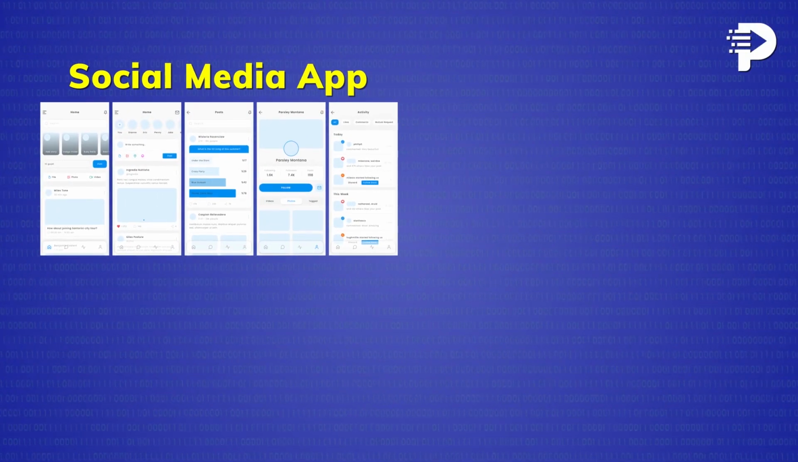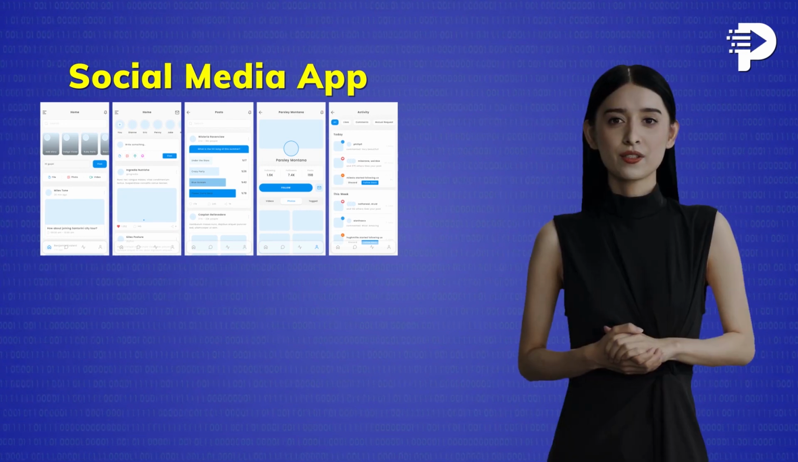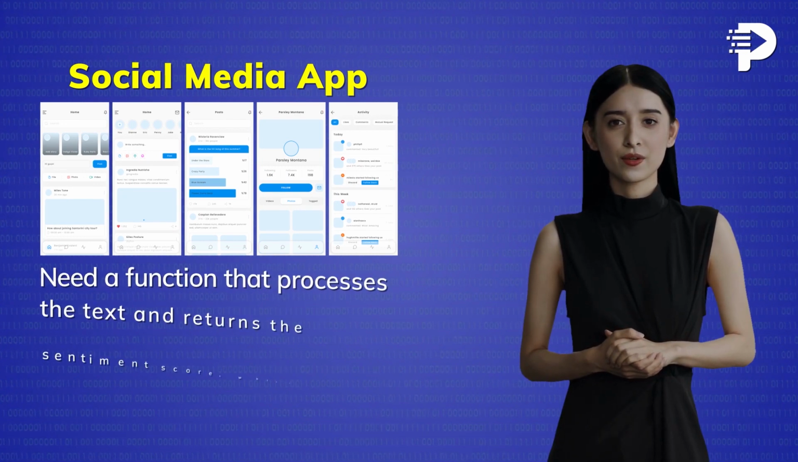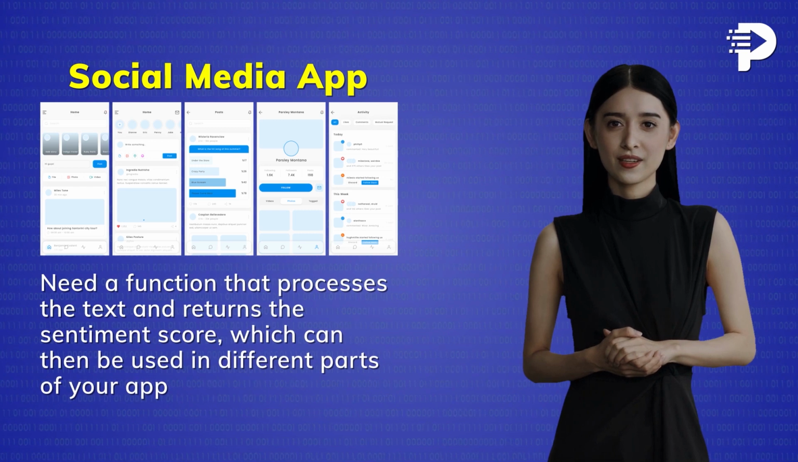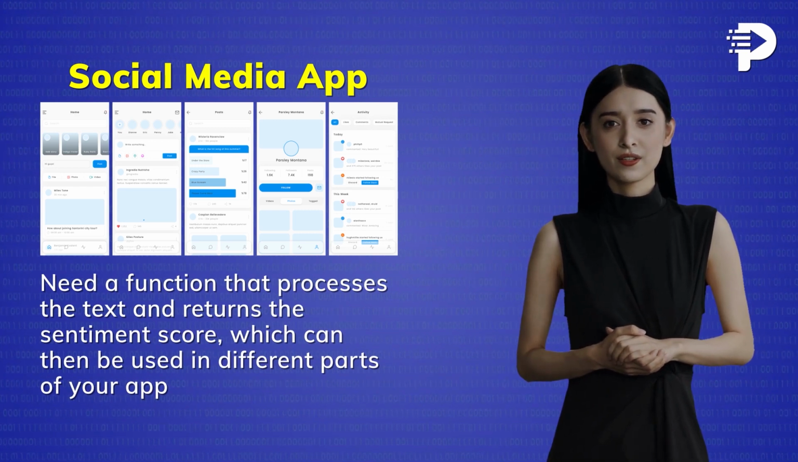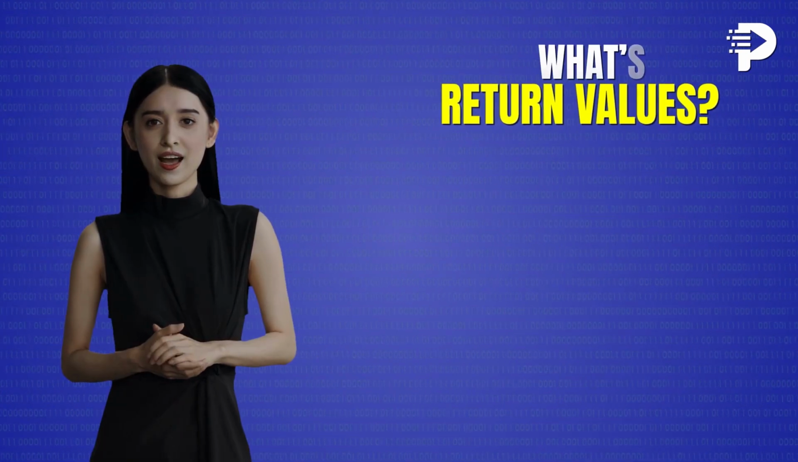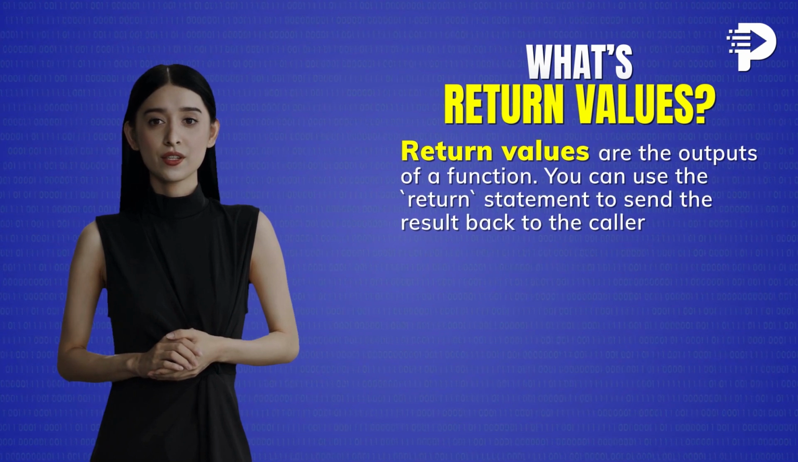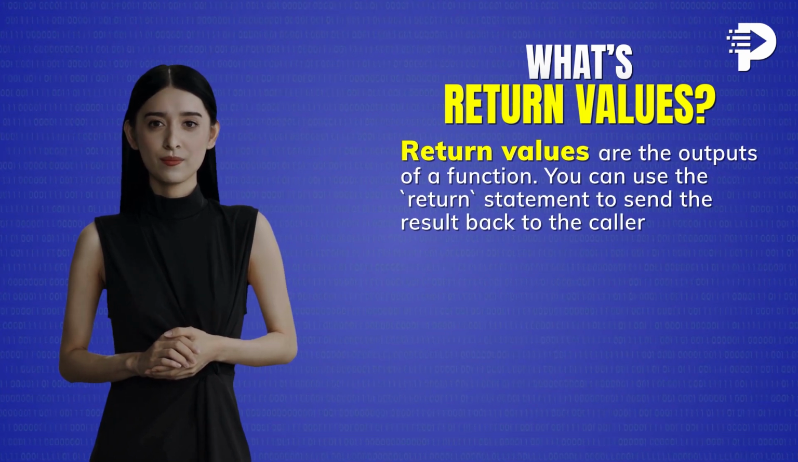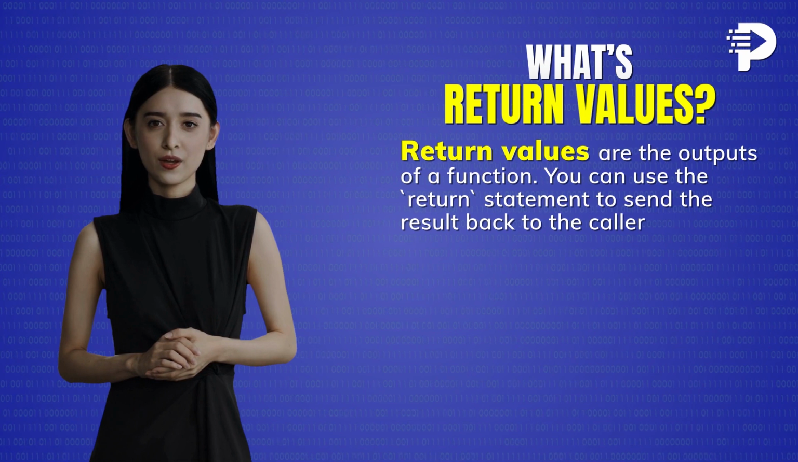Imagine you're building a social media app that analyzes user posts for sentiment. You will need a function that processes the text and returns the sentiment score, which can then be used in different parts of your app. So what are return values? Return values are the outputs of a function. You can use the return statement to send the result back to the caller. Let's look at the code.